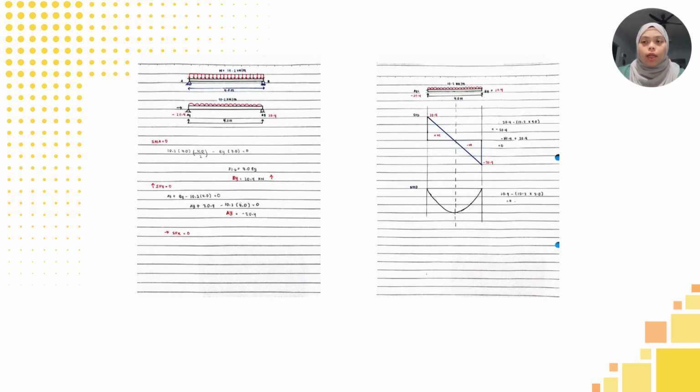Next is structure analysis. The beam is subjected to a UDL of 10.2 kilonewton per meter over a span of 4.0 meter. Since the beam is simply supported and the loading is symmetrical, the reactions at both supports are equal, with 20.4 kilonewton at support A and support B.